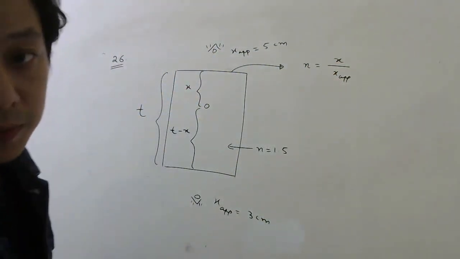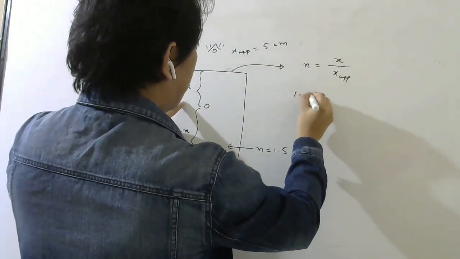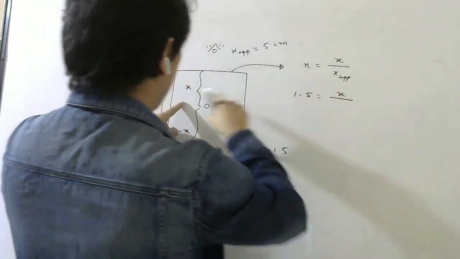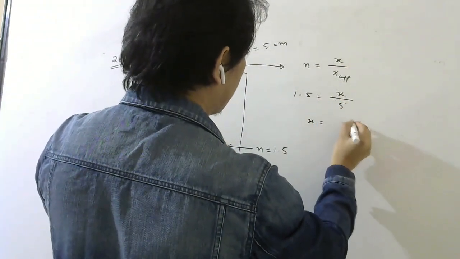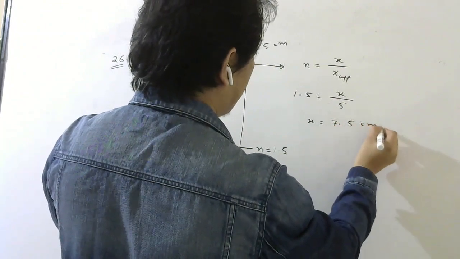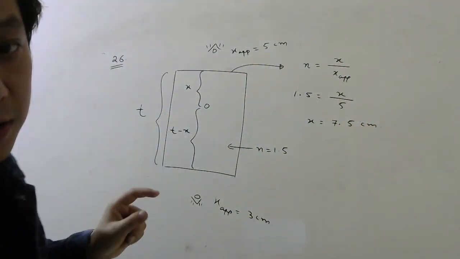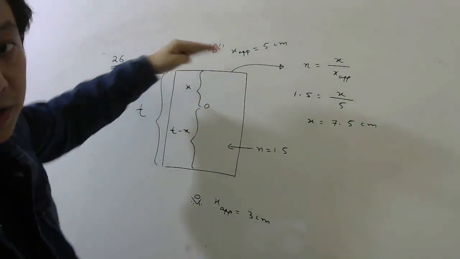Real distance by apparent distance. So refractive index is 1.5. Real distance I don't know. Apparent distance is 5 centimeters. So x will be 7.5. So one part I have found. So this distance I have found, the actual distance of the bubble from the first phase.